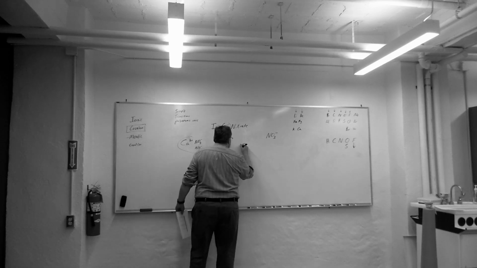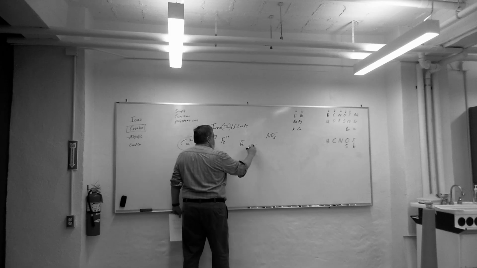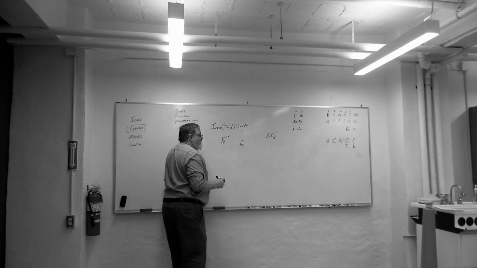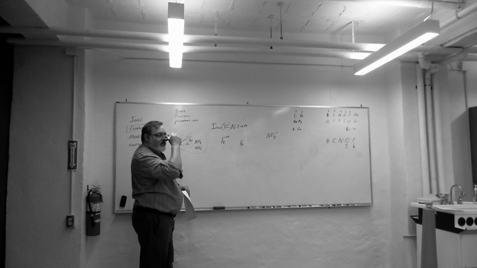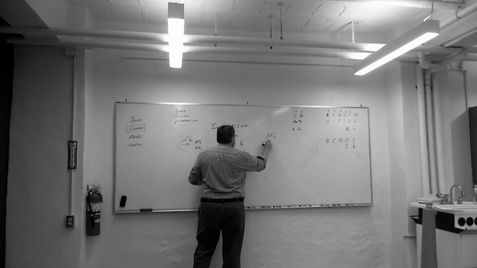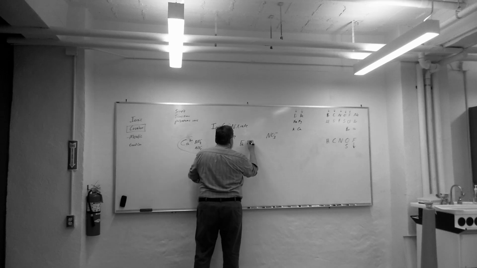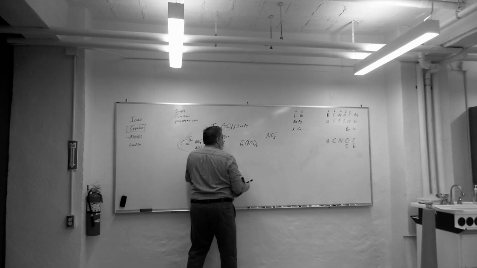Start with Fe. I've got +3 here and -1 here. So how many nitrates do I need? Charge +3, charge -1. How many nitrates? 3. I'm going to need 3 of these to balance this charge. So I'm going to write NO3, but since I need 3 of them, I'm going to put parentheses around it like that.